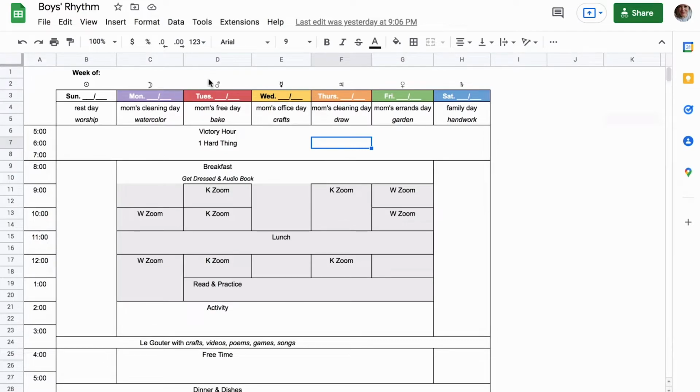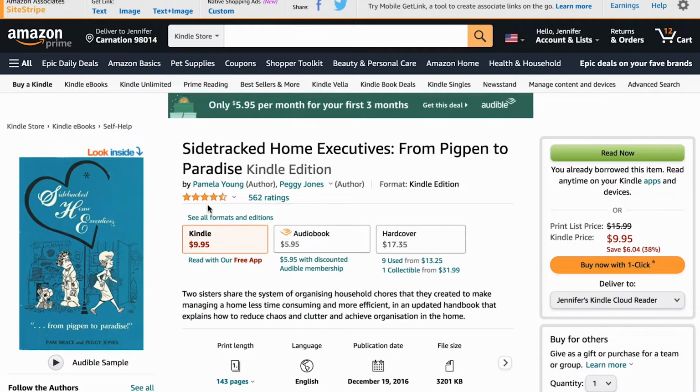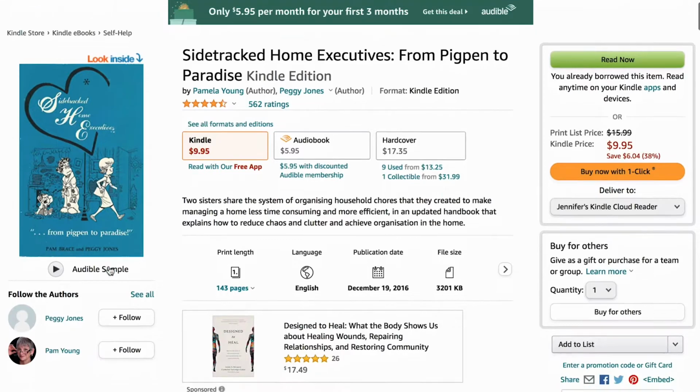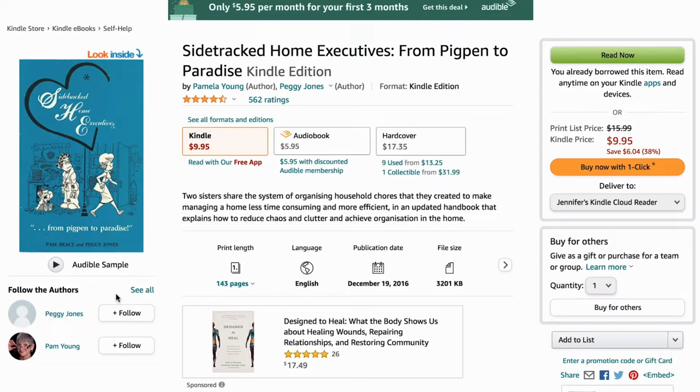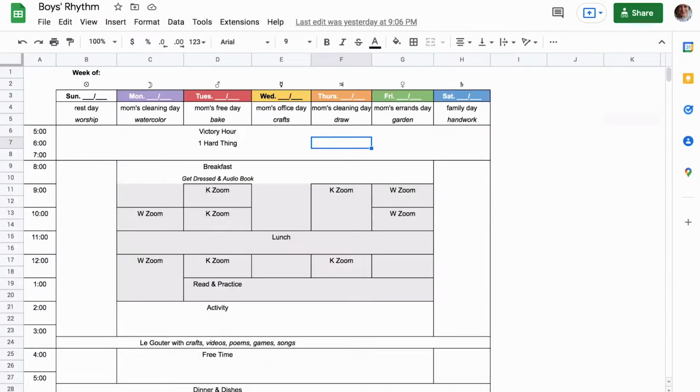So going back to my Sidetracked Home Executive, if you've ever read this book, it's a little dated, but it's fun and I like it, and it's been super helpful. They talk about the same idea where each day you have a theme. And funny enough, the themes that I had set up really do match the energy of the day. I think they might have had Friday as a free day, but it's more of a go out into the community and spread love day.